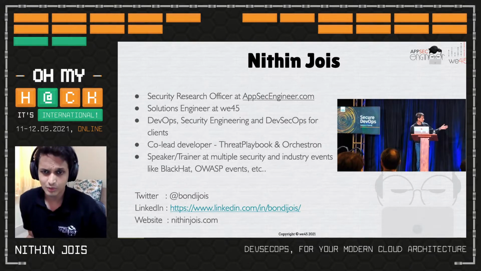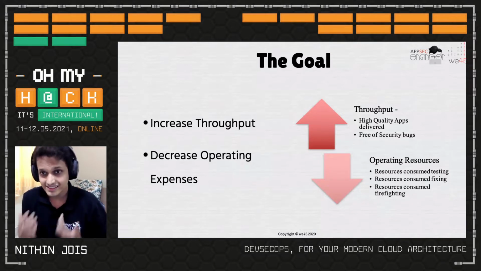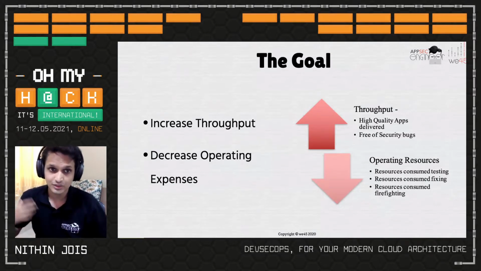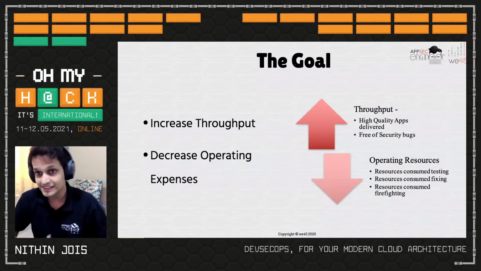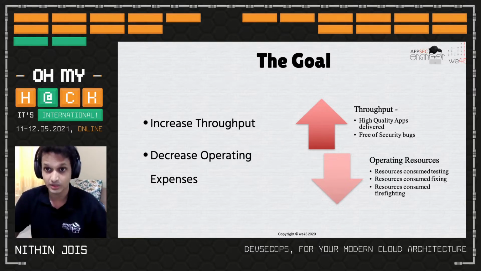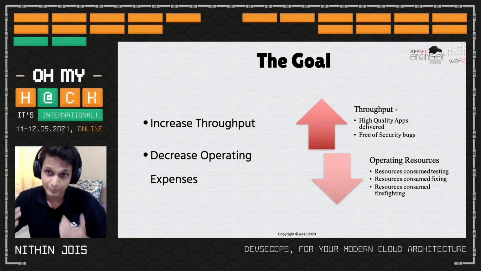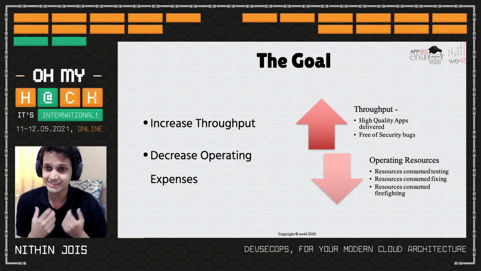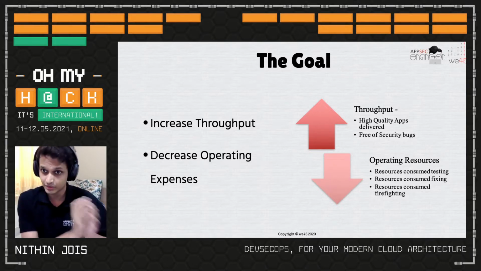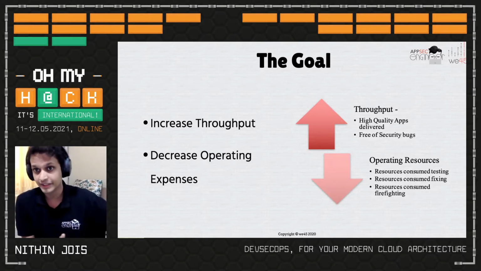When you think about the goal of DevSecOps, it's essentially to increase the throughput and decrease the operating expenses as a whole. You can increase the throughput by ensuring that the applications you're deploying to the cloud are going to be high quality, with relatively minimal bugs and no security issues. All of this is going to ensure that you are delivering high throughput.